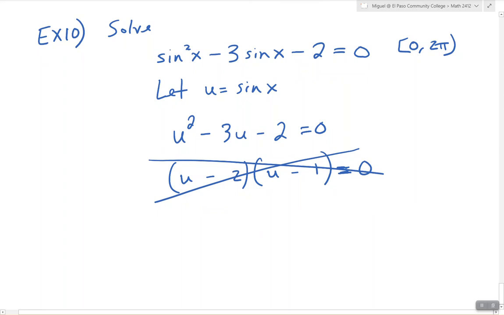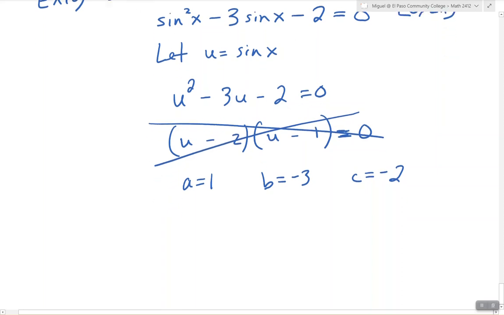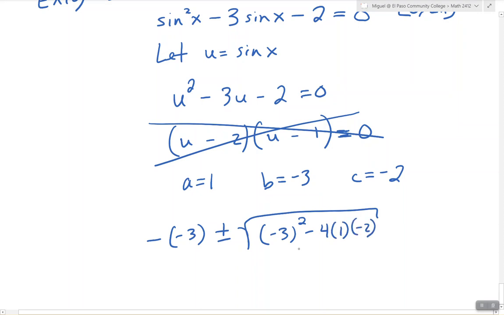Now, we need a, b, and c, right? So what are a, b, and c? a would be 1, right? The coefficient for sine squared is 1. Then we have b is minus 3, and the constant c is minus 2. We have negative b plus or minus the square root of b squared minus 4 times a times c, all over 2a.